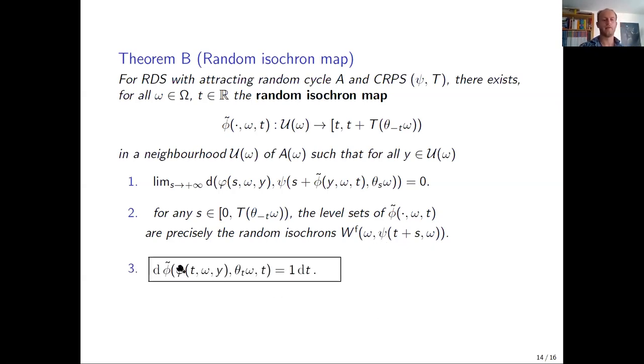And very nicely, we also get, and that's where we see why we have to put in the T as another non-autonomous aspect, we actually get this constant movement of our random trajectories along the random isochron map, but taking into account the fiber change in our omega space and taking into account at which time we look at that. So this is a non-autonomous random way of looking at that, and you can really reproduce the properties of the original asymptotic phase or isochron map now in the random case.